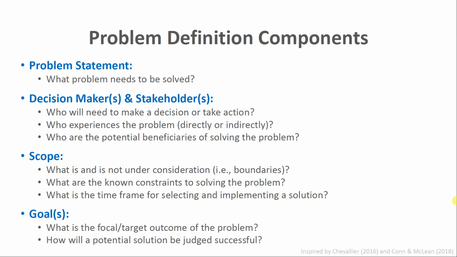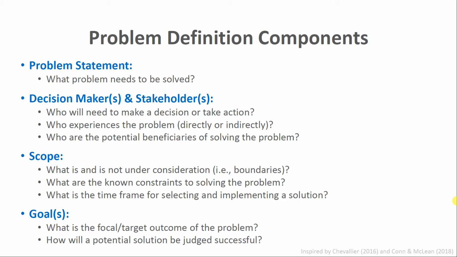All of these help craft and put boundaries around what the scope is for your particular problem that you're trying to solve. Now, in terms of goals, this is the fourth component that we'll focus on in problem definition, and that is answering questions like, what is the focal target or outcome of this problem, and how will a potential solution be judged to be successful? So thinking ultimately, what is it that we're aiming for here, and how will we know if we've come up with an effective solution to this problem?